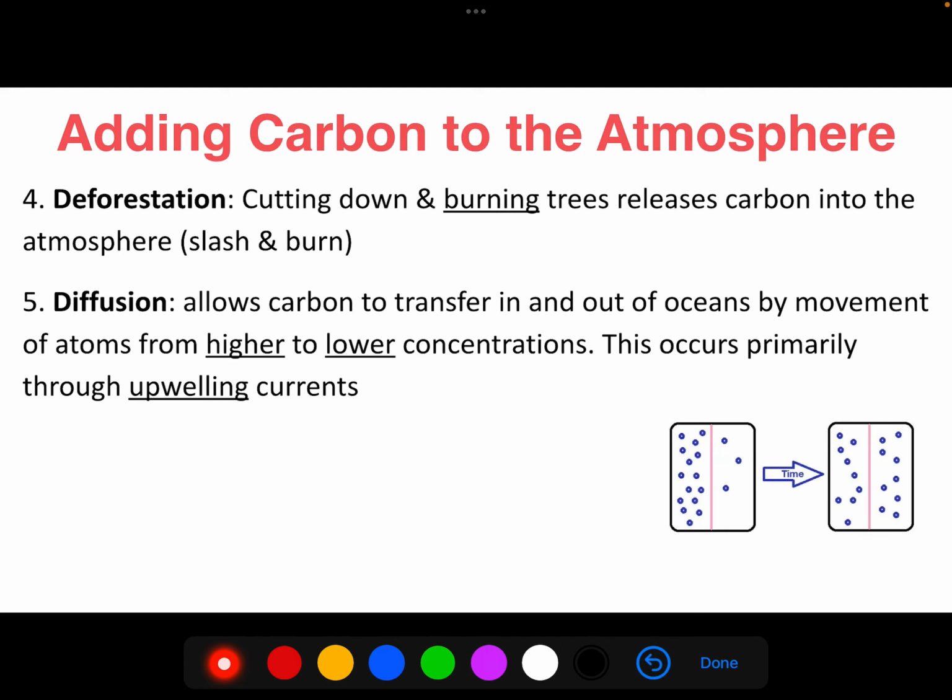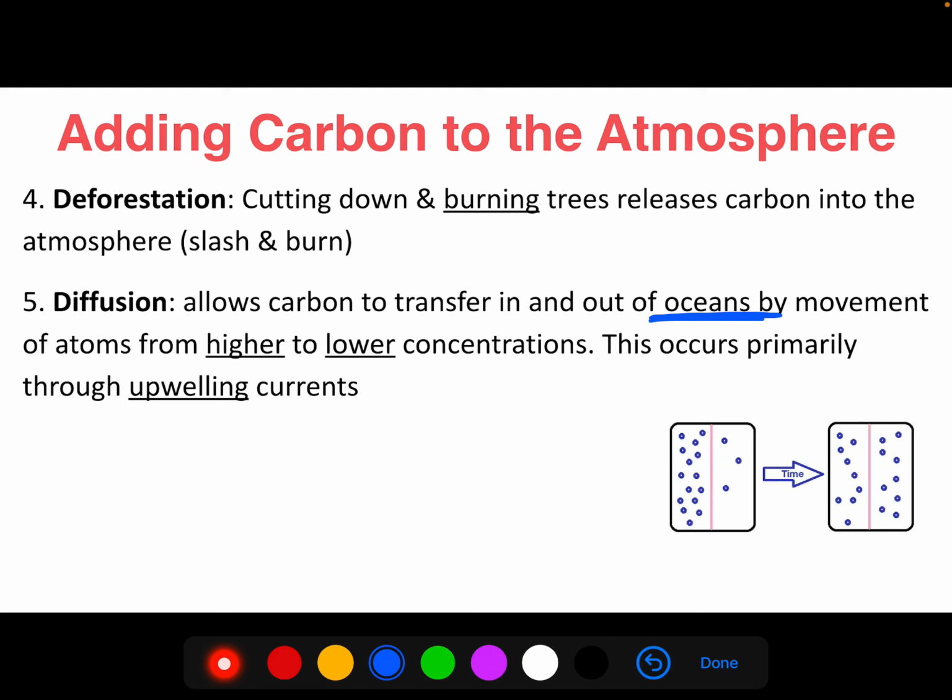After that, we have diffusion. This one can get a little tricky. So this allows carbon to transfer in and out of the oceans. So that's what we're talking about is the oceans right now, by movement of atoms from higher to lower concentrations. This occurs primarily through upwelling currents. So the ocean mixes in CO2 in the atmosphere by literally upwelling currents causing waves and grabbing that CO2 and bringing it down into the ocean.